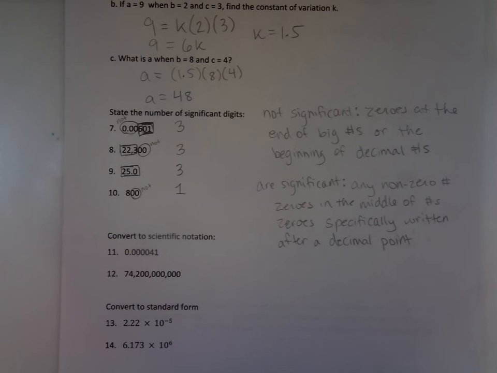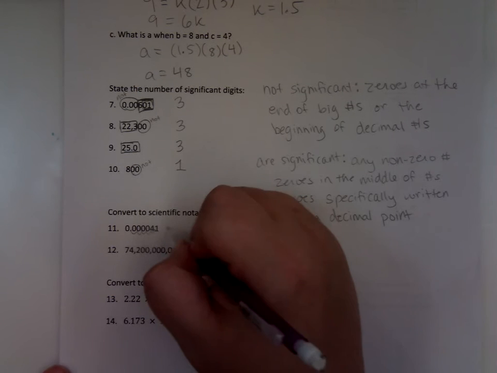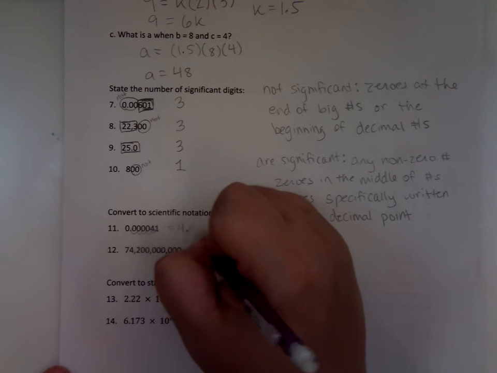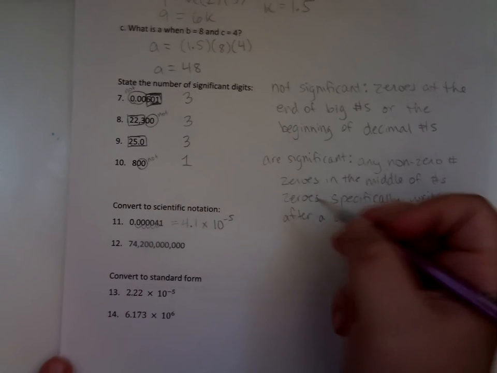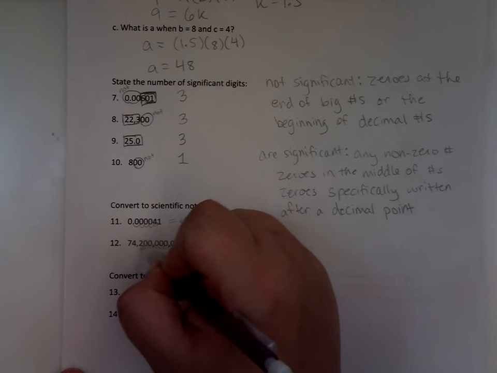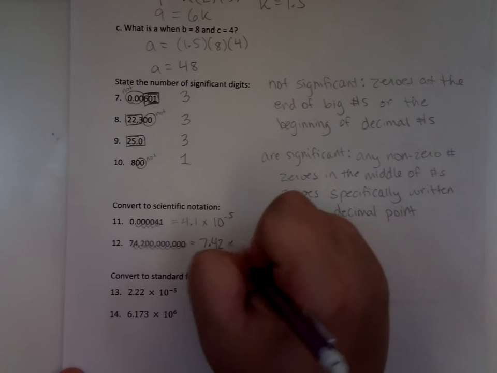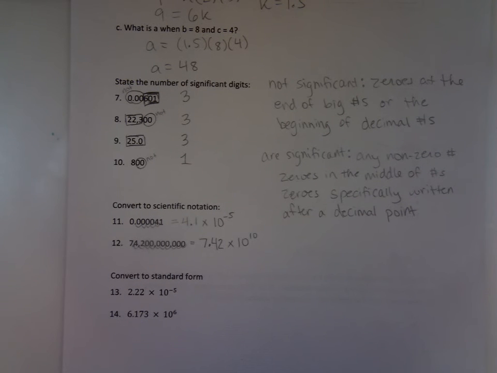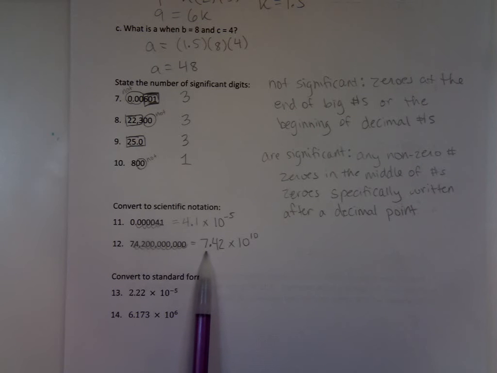Okay, convert to scientific notation. Remember how this works. So we're saying we have to move 1, 2, 3, 4, 5 places. So this is going to be 4.1 times, and since it's a small number, it's going to be 10 to the minus 5. Here, we move 1, 2, 3, 4, 5, 6, 7, 8, 9, 10. So we've got 7.42 times 10 to the 10. Remember that you always want just one digit to the left of the decimal point, and it can't be a 0. It has to be a digit 1 through 9.